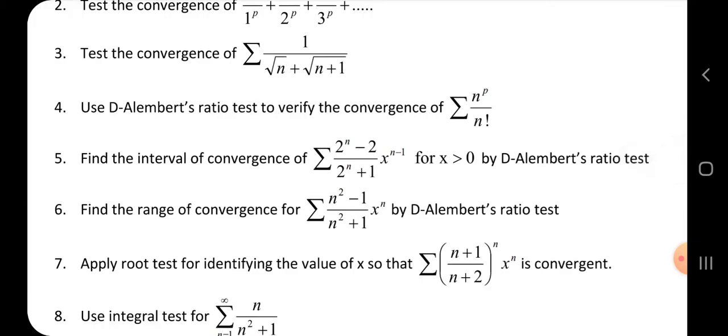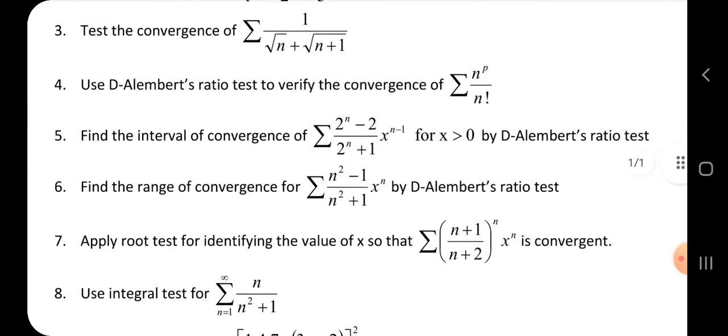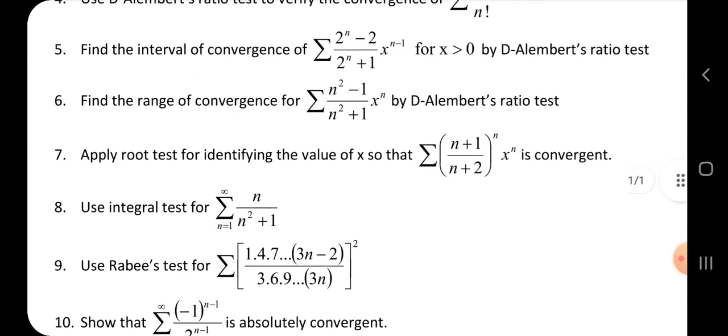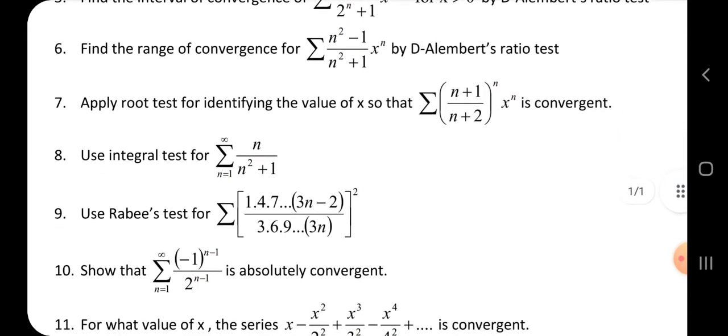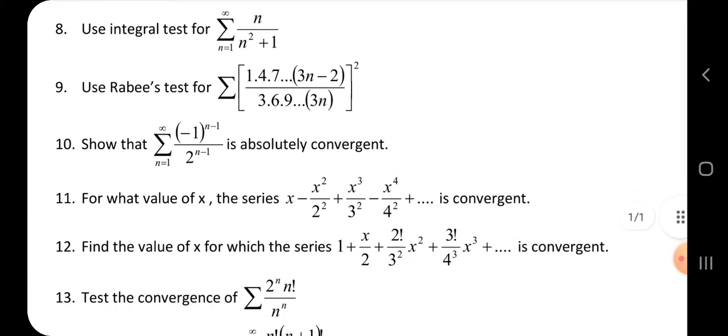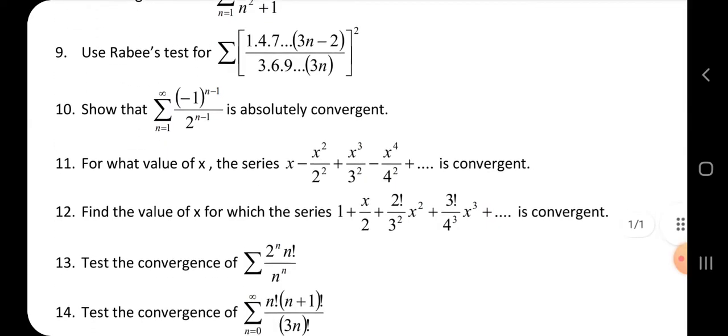Interval of convergence is nothing but indirectly you are going to calculate the value of x for which the given series is convergent. Range of convergence, interval of convergence, limits of convergence, everything is the same, and you are going to identify the value of x only. So these are the different problems. Even on alternating series also I have given.